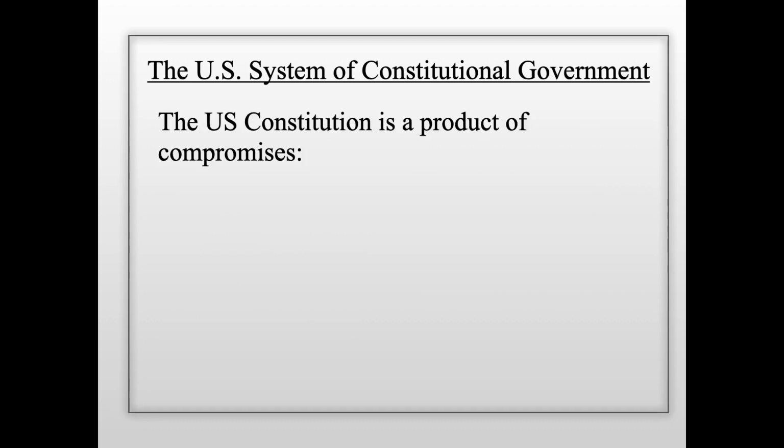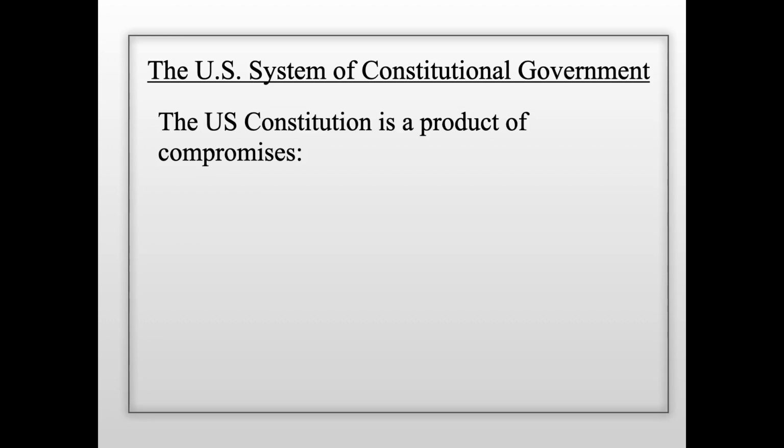So creating that Constitution was not an easy task. The leaders of the 13 states had a lot of disagreements and argued about a lot of different things throughout that summer of 1787. And ultimately, the U.S. Constitution is a product of compromises.